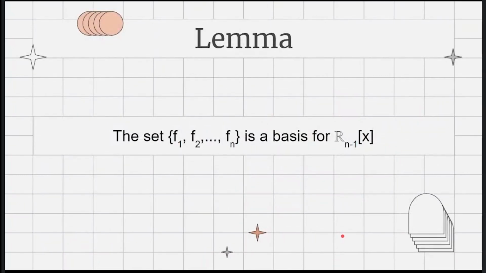And just as a small digression, we'll be using this lemma, which basically says the set f1, f2 till fn is a basis for R_{n-1}[x]. So this set is the set of those polynomials that we saw before, right? So f1 is the polynomial where f1 of x1 will be equal to 1.